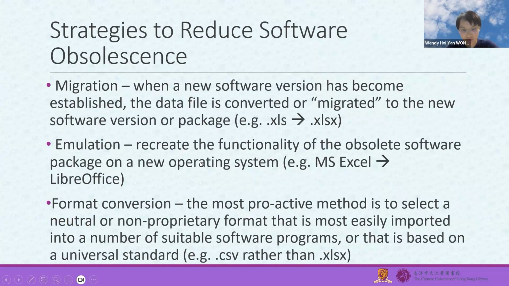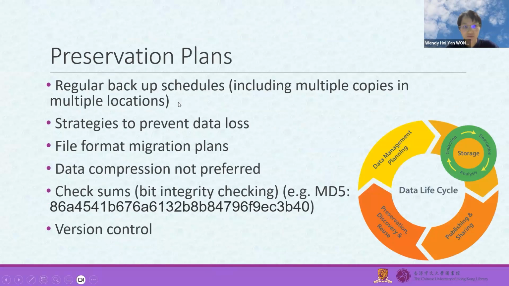If the software is obsolete, then try to find some other way to open the file and transform it to another format. Format conversion: not to use a specific file version, but use some text, machine and human readable file formats, for example, .csv. Preservation, rigorous backup schedule.